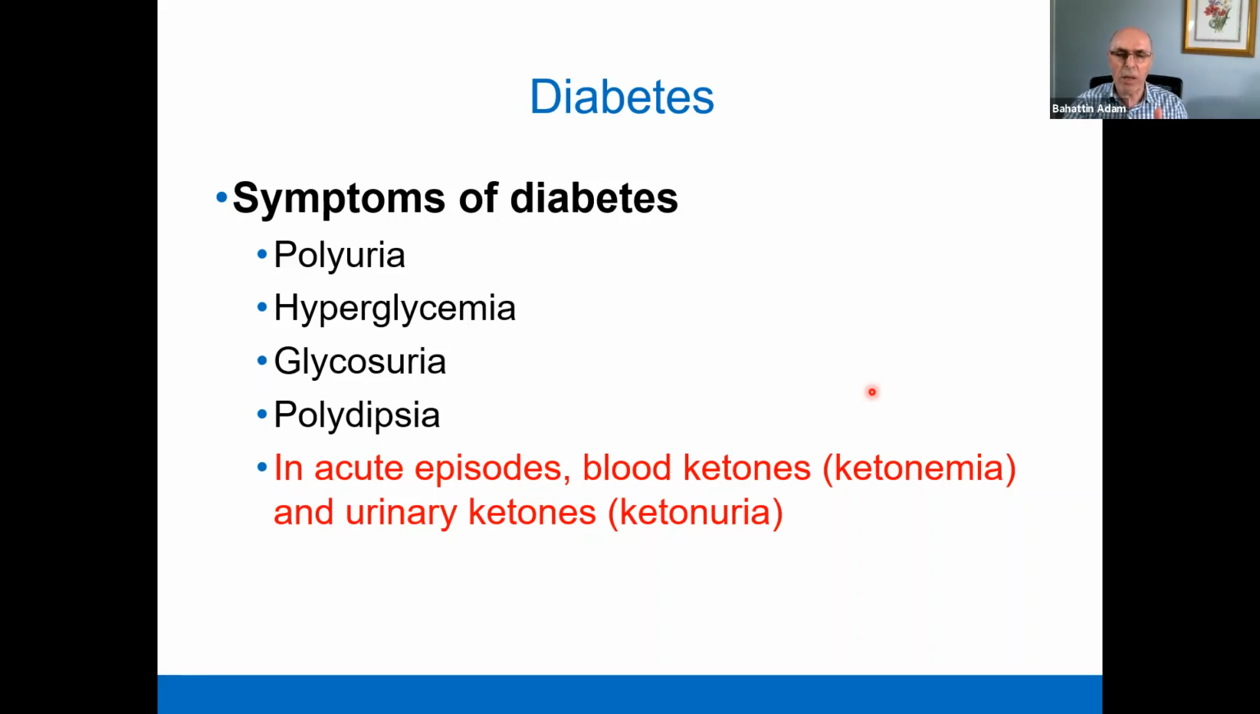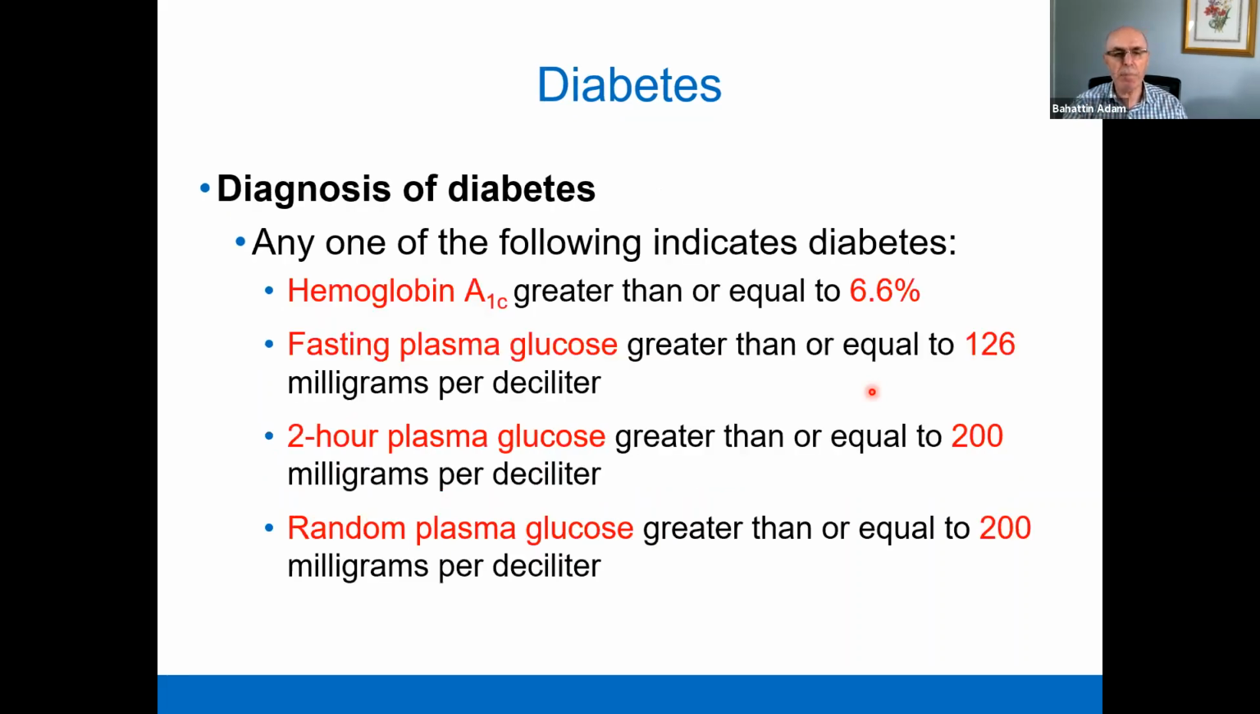In acute episodes of diabetes, if you have high blood ketones, we call it ketonemia, and a high amount of ketones in the urine is known as ketonuria. These may be an acute episode of diabetes due to ketoacidosis or ketonemia.